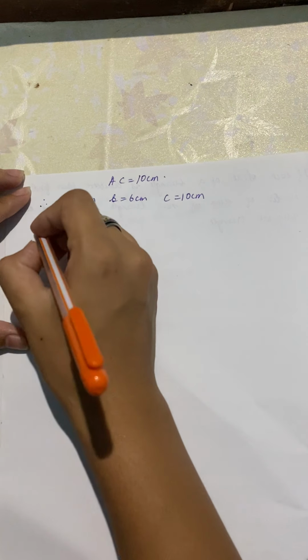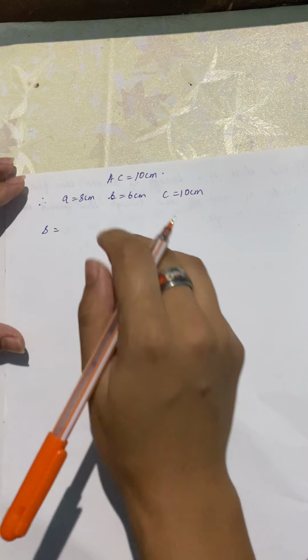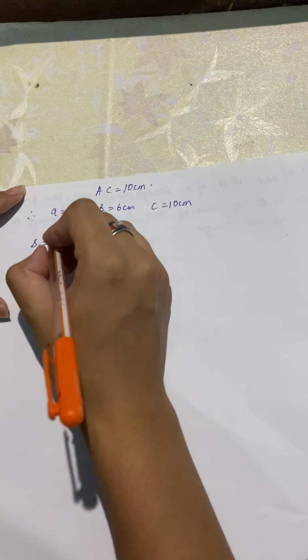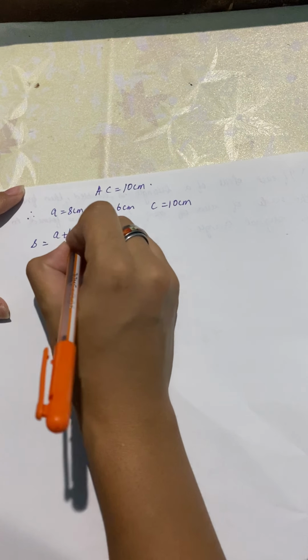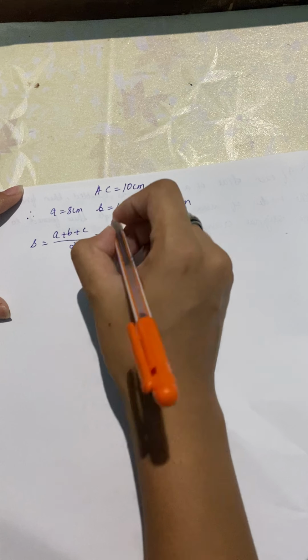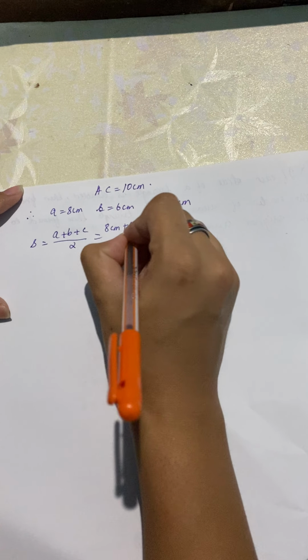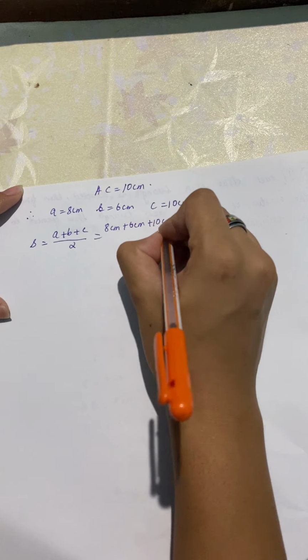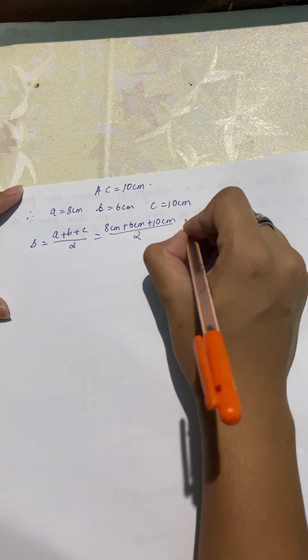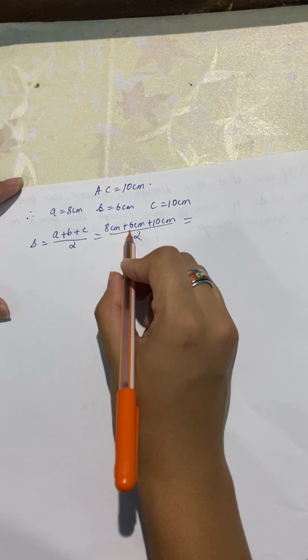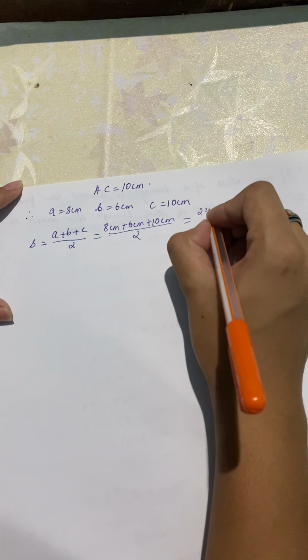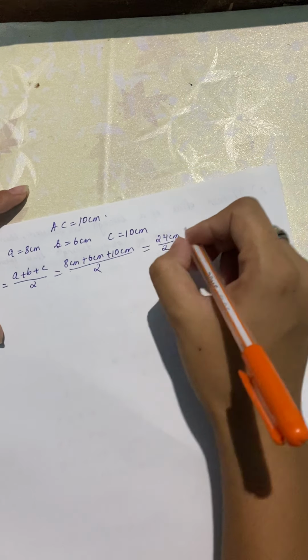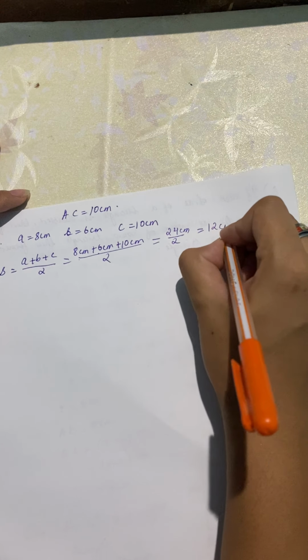Now, since the perimeter is not given to us, we'll use the formula (a plus b plus c) by 2. That is 8 centimeter plus 6 centimeter plus 10 centimeter, by 2. Clear? Now you look at this. 8 plus 6, 14. 14 plus 10. This will give you 24 centimeter by 2. So this will become 12 centimeter.